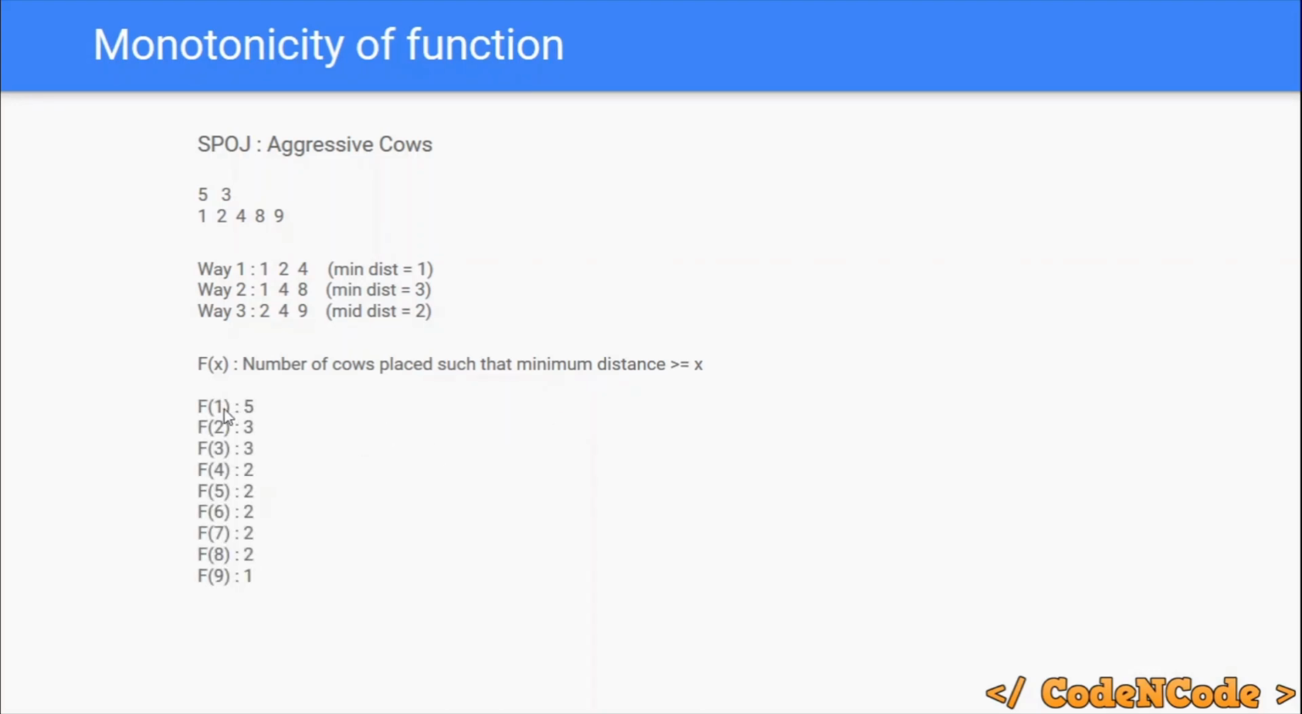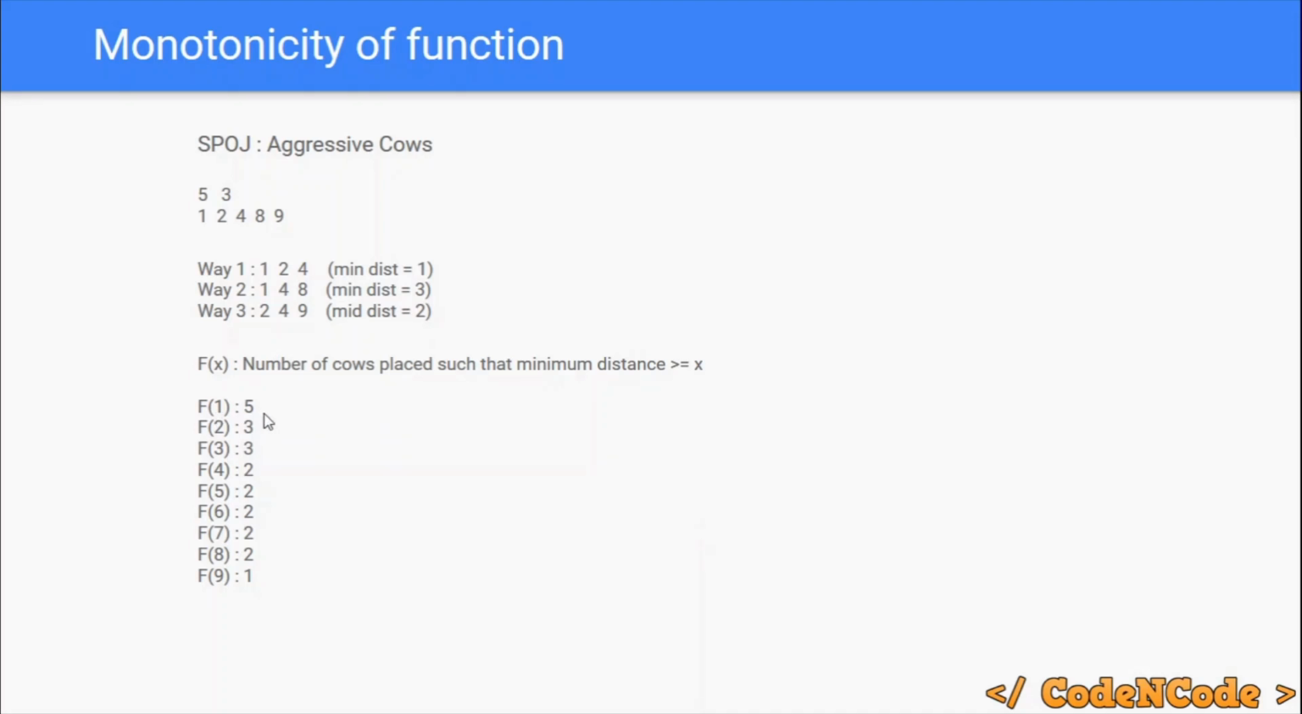F of 1, that is, place the cows such that the minimum distance between them is greater than or equal to 1. I can place 5 cows. I can place the first cow on 1, the second cow on 2, so the distance between them is of course 1. The third cow I can place on 4, the distance between these two would be 2. The fourth I can place on 8. The distance between them is 4, which is of course greater than or equal to 1. And the fifth cow I can place on 9. Again the distance between them is 1, which is greater than or equal to 1. So I am able to place 5 cows. So f of 1 is equal to 5.